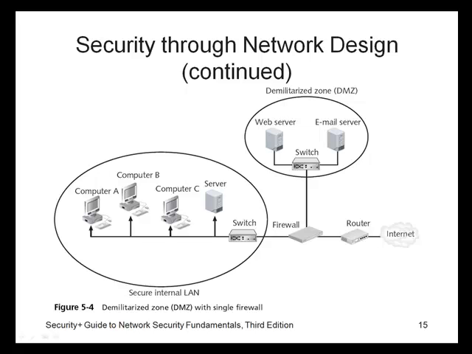Upside, downside. If I compromise the firewall, then I've compromised everything. Upside is it's easier to configure. You might have something in here where the router would connect to the switch, and then the firewall would connect to the switch, and then all these things would be in here, and then we would go through the switch to get to the DMZ. This is just the way that the device itself is configured.